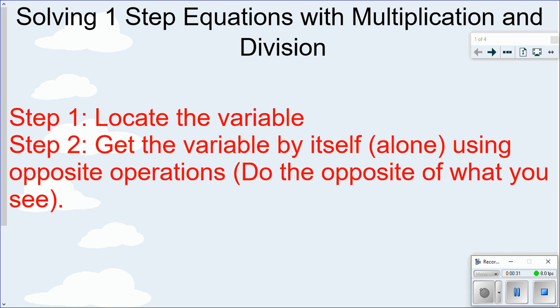Step two is to get the variable by itself, or to get it alone. And we do this using opposite operations. In other words, you're going to do the opposite of what you see. So if you see multiplication, you're going to do division. If you see division, then you're going to do multiplication. Okay, it's as simple as that. So let's look at some examples.